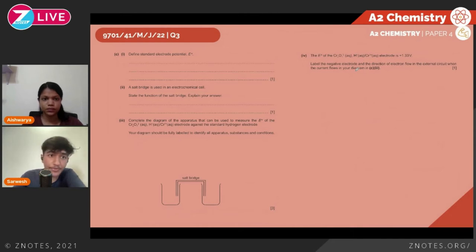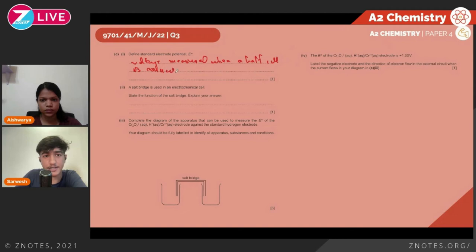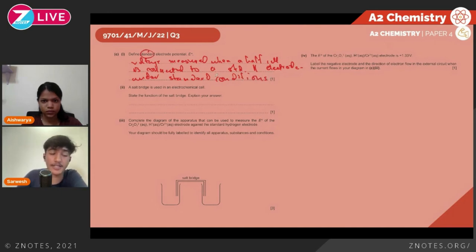In part C, define the standard electrode potential. So the standard electrode potential is the voltage measured when a half cell is connected to a standard hydrogen electrode under standard conditions. You should not miss the part of standard conditions, because we are asked about the standard electrode potential.